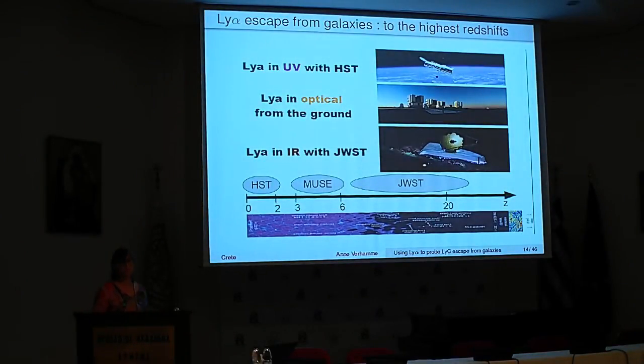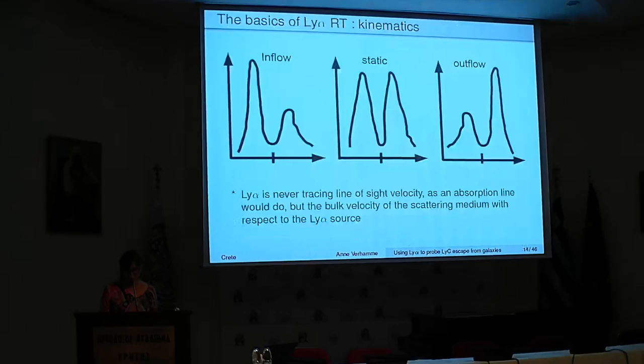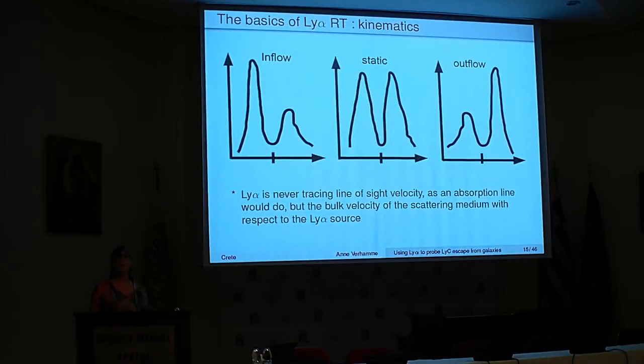By chance, it's a UV line. So the same spectral feature can be observed from galaxies in the local universe using HST to probe it in the UV, and then redshifted in the optical range, for example, to be observed with MUSE, and then above redshift 6, observable in the infrared. So the same Lyman alpha can be used as a tool to probe the whole history of galaxy formation and evolution with the same probe. Okay, so two slides on quick radiation transfer effects, like how to interpret Lyman alpha profiles that you see from galaxies. So about Lyman alpha kinematics.